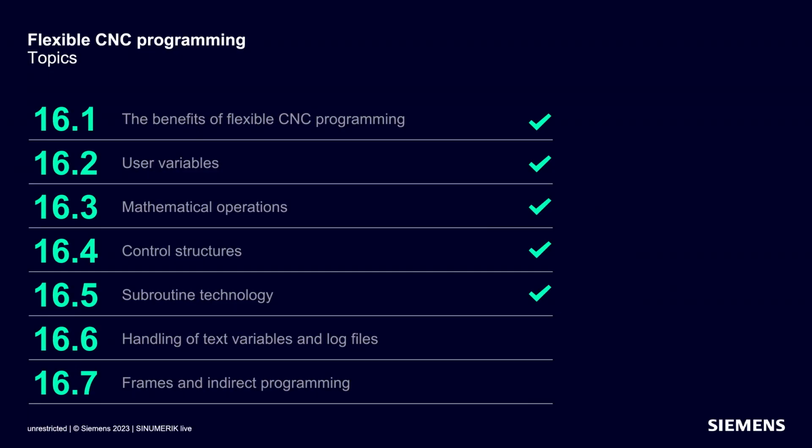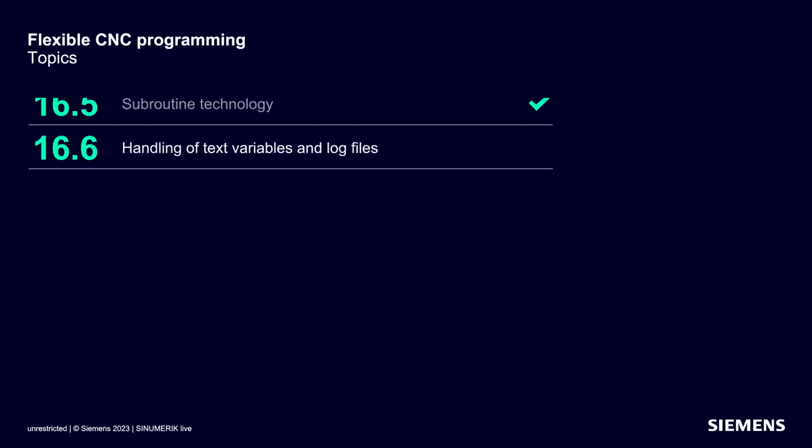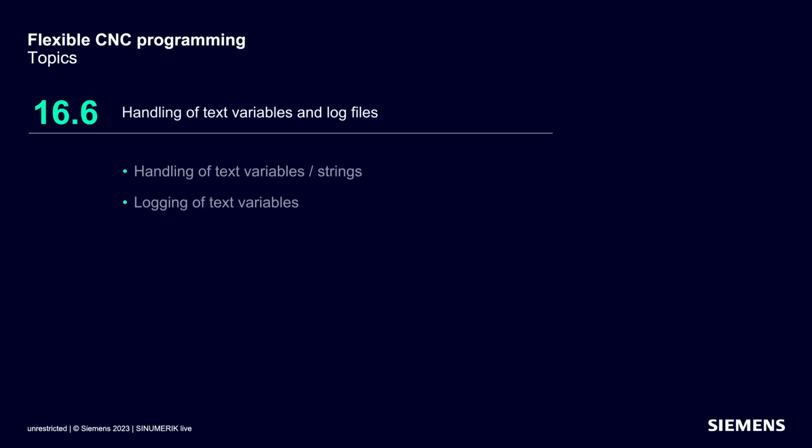First of all, let's take a closer look at handling text variables. In video number 2, I already mentioned that I'd be dealing with this topic in more detail later. These text variables, also known as strings, can also contain current manufacturing information. In the second half of this video, I'll show you how you can store this manufacturing information from the text variables in log files.